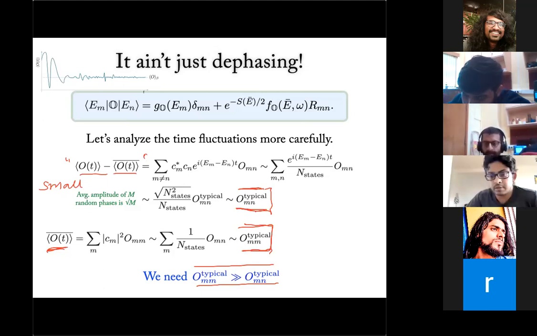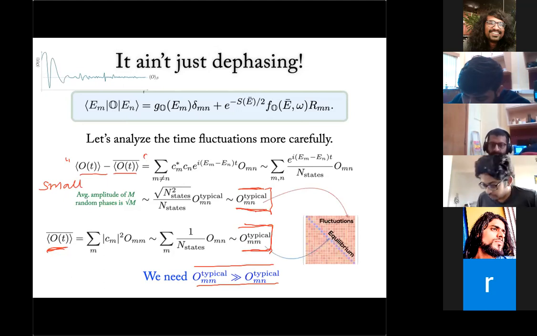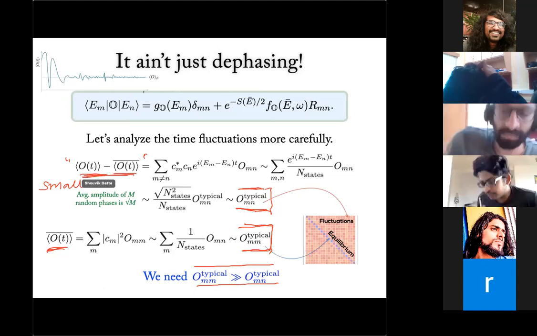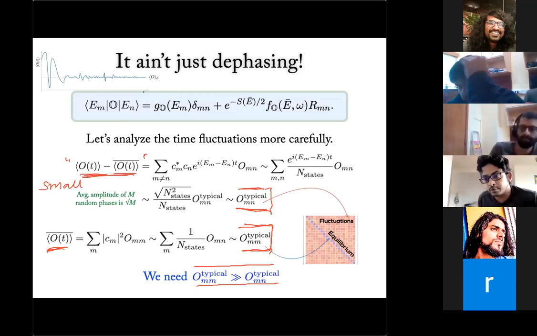I see. Which is nothing but the statement that, if you have your ETH matrix elements, the diagonal ones encode the equilibrium value, whereas the off-diagonal ones encode the fluctuations, which is this. And these fluctuations need to be small in order for your system to thermalize. So that's the point, yeah.